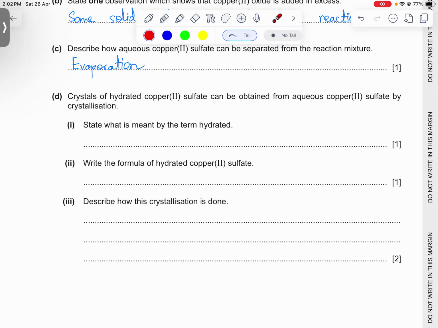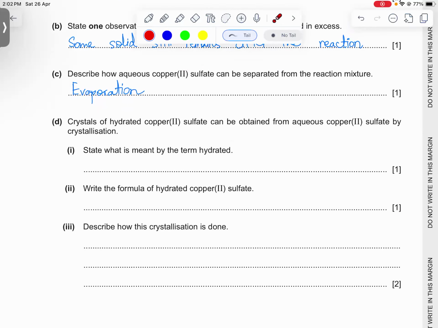Next question. Sir, will it not be filtration? How could you collect copper 2 sulfate from filtration?